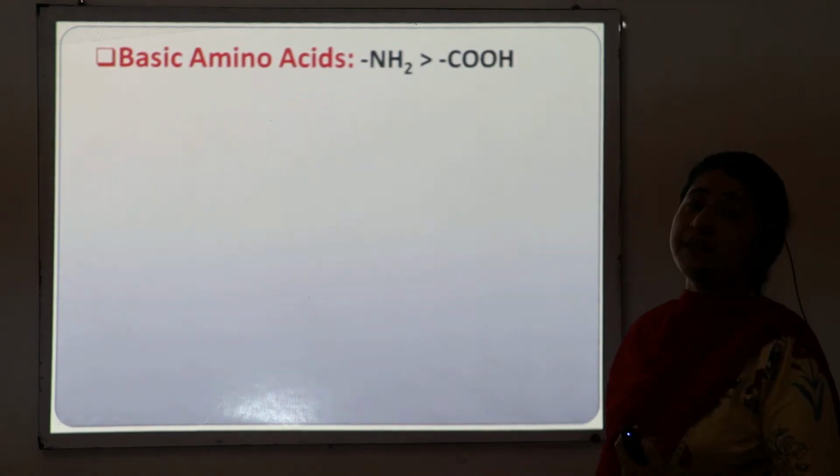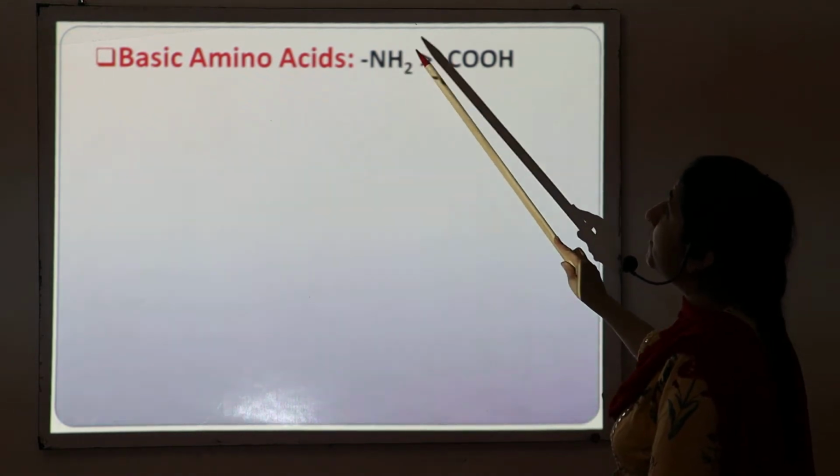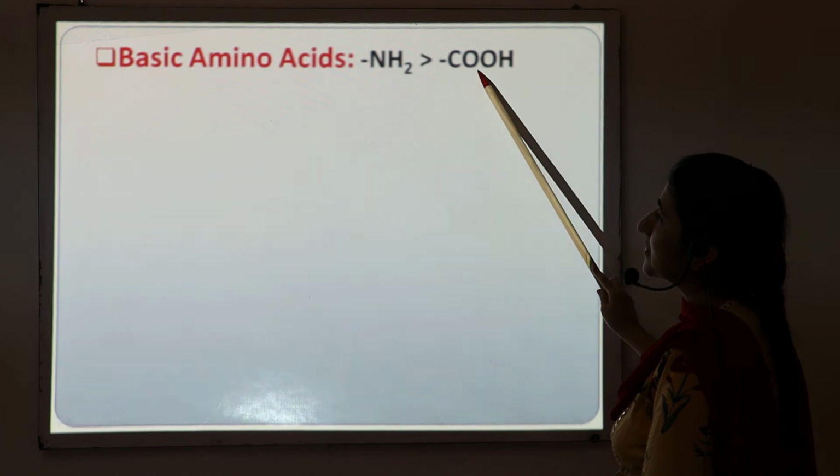The next one is basic amino acids. These are those amino acids in which the amino group is greater in number compared to the carboxylic group.